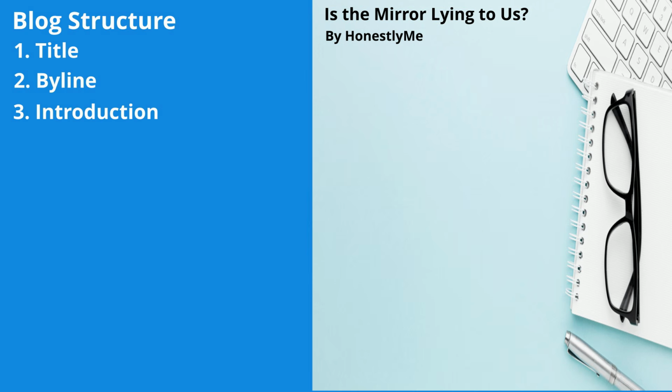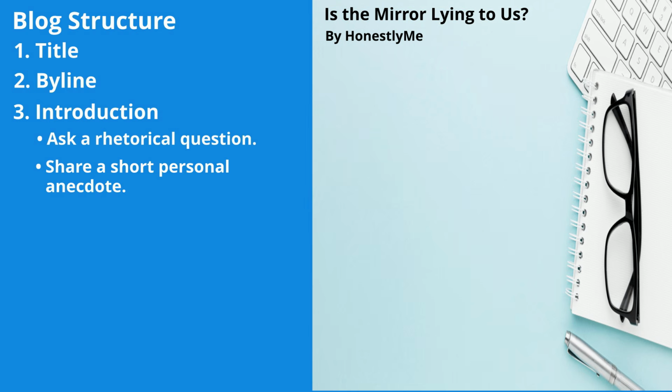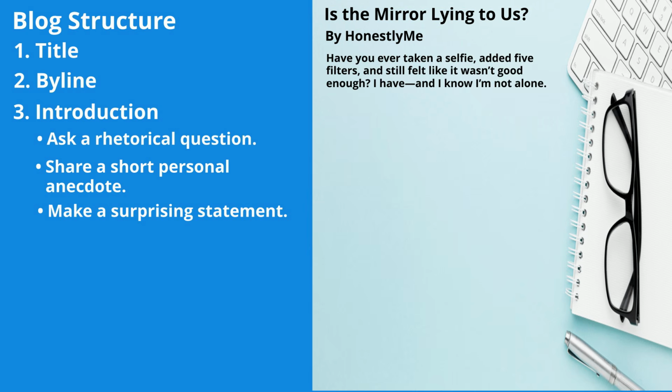For the introduction, start your blog with a hook, something to grab your reader's attention. You can ask a rhetorical question, share a short personal anecdote, or make a surprising statement, because your goal is to connect with your reader immediately. Here's an example. After the hook, briefly introduce your topic or opinion, so the reader knows what the post will be about.